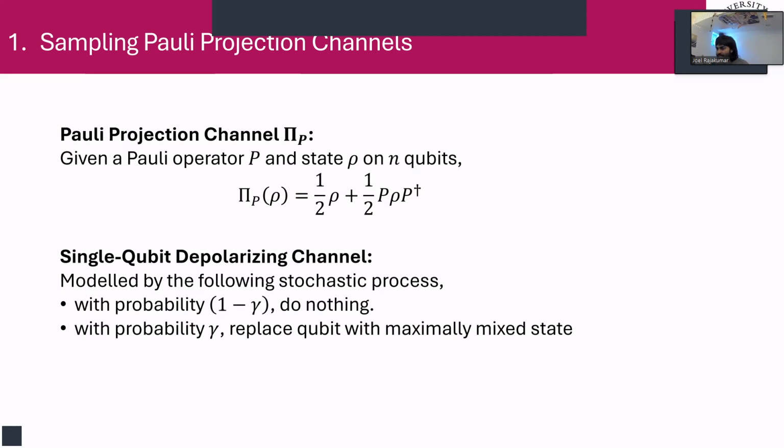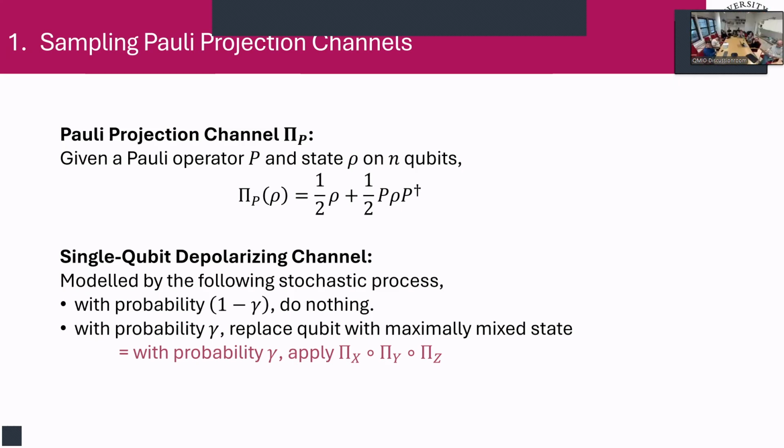Now, the idea is single qubit depolarizing channels can be modeled by a stochastic process: with probability 1 minus gamma, you do nothing. With probability gamma, you replace a qubit with the maximally mixed state. You have these depolarizing channels throughout your circuit. Instead of thinking of the depolarizing channel as replacing the qubit with the maximally mixed state, you can think of it as applying a projection in the x, y, and z basis simultaneously. So with probability 1 minus gamma, you do nothing. With probability gamma, you now project along x, y, and z.